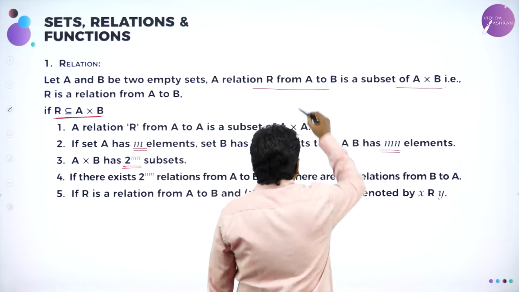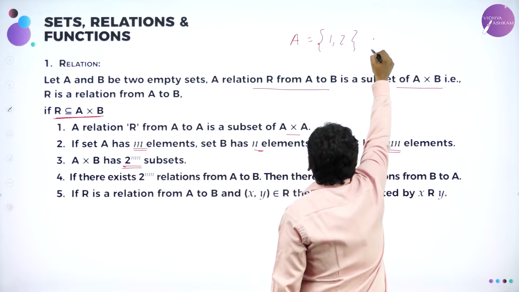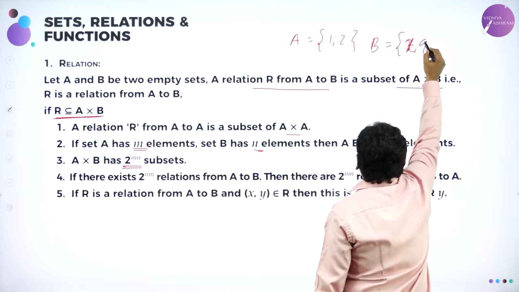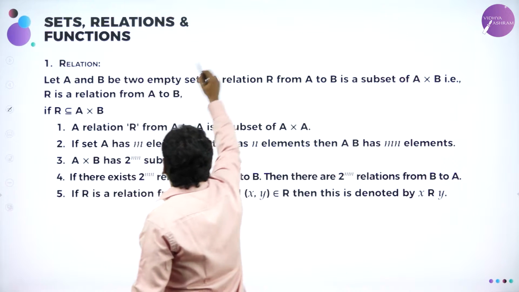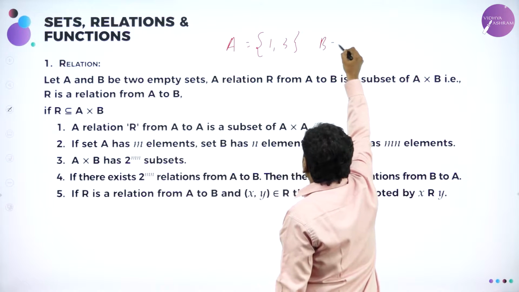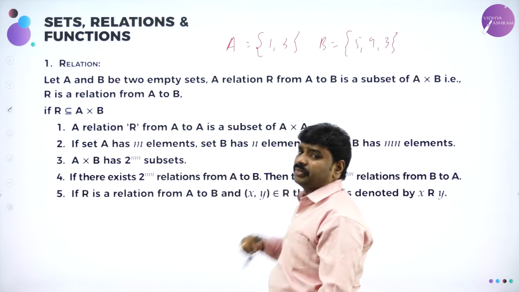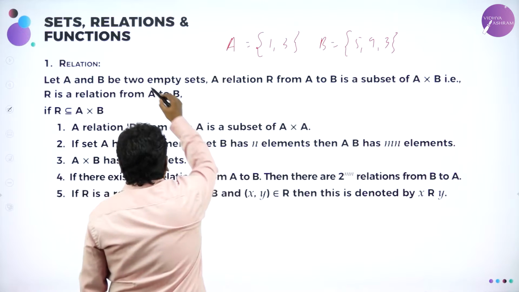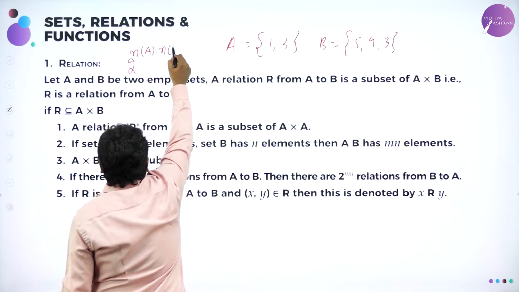For example, if set A has 1, 2 as elements, and set B has, say, 7, 9 or x, y, any elements. See, we are just talking about the cardinal number. So set A has 1, 3 and set B has 5, 9, 3. So now, the number of relations from A to B. How many relations you can form from A to B is 2 power the number of elements of A into the number of elements of B. That's it.